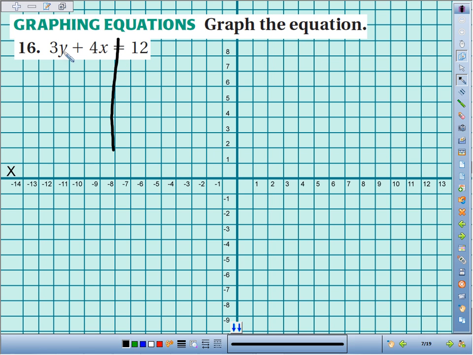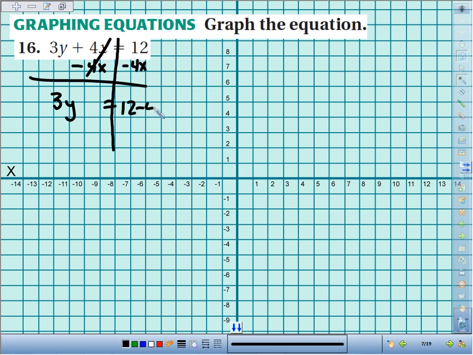If we want to get y by itself, the first thing we have to get rid of are the x's. To get rid of a plus 4x, you would subtract 4x from both sides. And when you do that, you end up getting 3y equals 12 minus 4x. We're close. To get rid of the times 3, we divide by 3, but if you do it to one side, you have to do it to the entire other side. So what do you end up with?